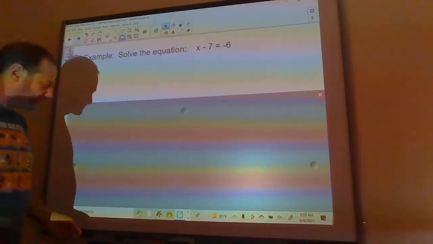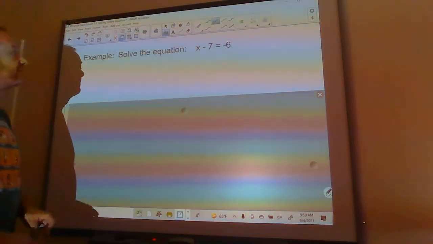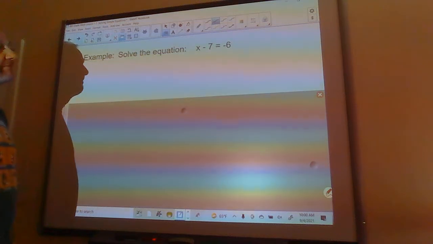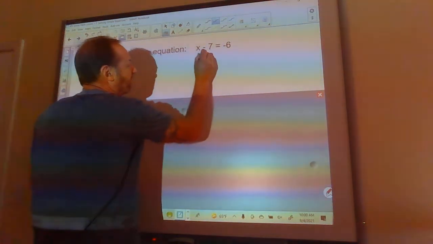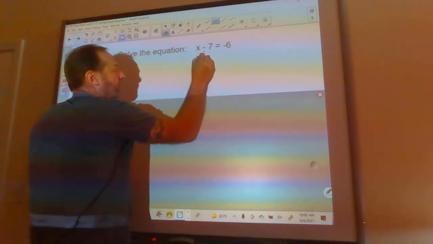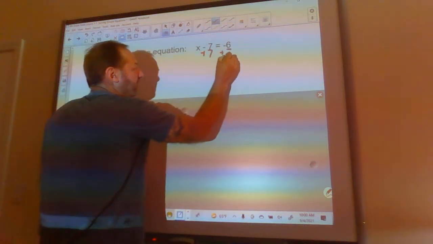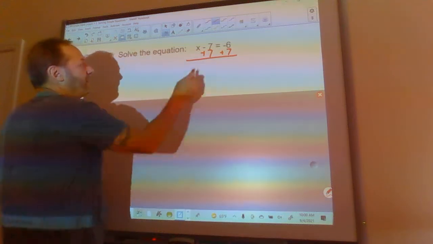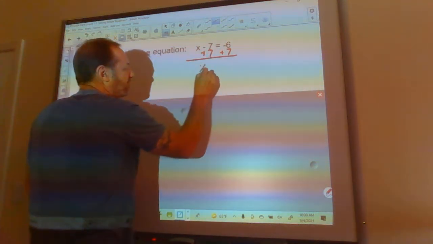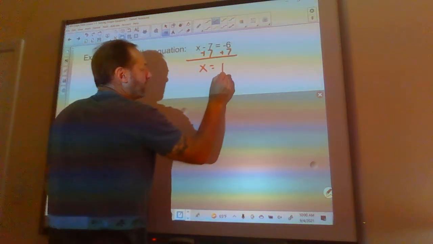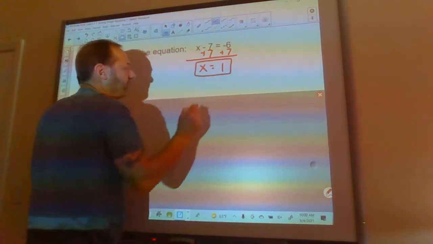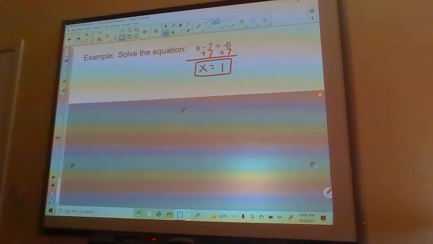All right, so let's solve this real simple one here. It says solve the equation x minus 7 equals 6. So what we want to do is we want to balance this. We want to get rid of this minus 7 right here. So we're going to add 7 to both sides of this equation. And that's going to make this go away and leave me with just x over here. And then 6 plus 7 is 13. And I'm done. I can't go any farther than that.